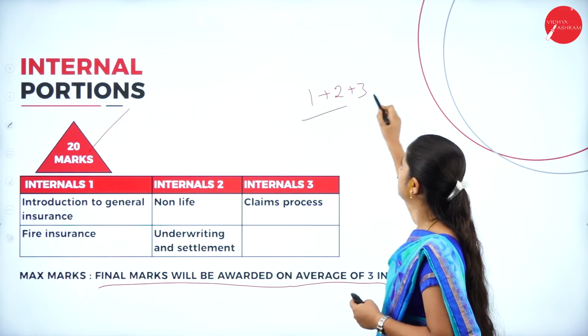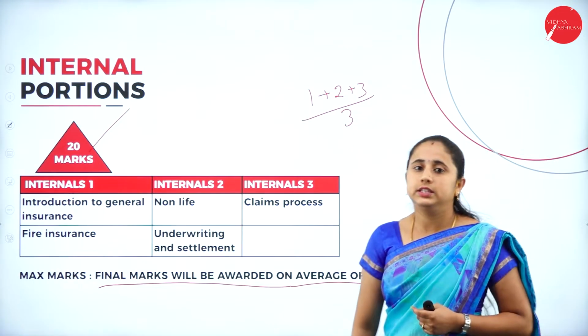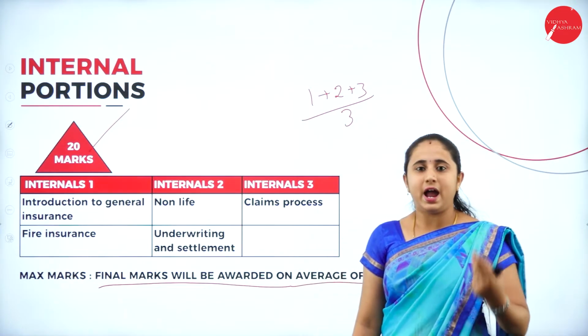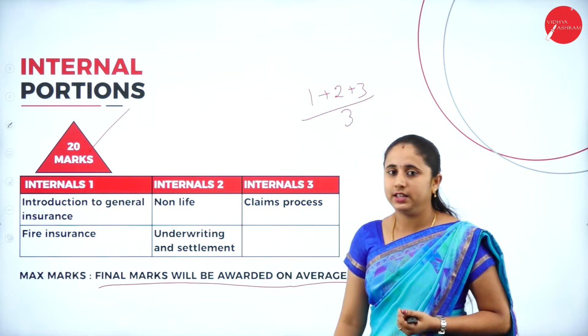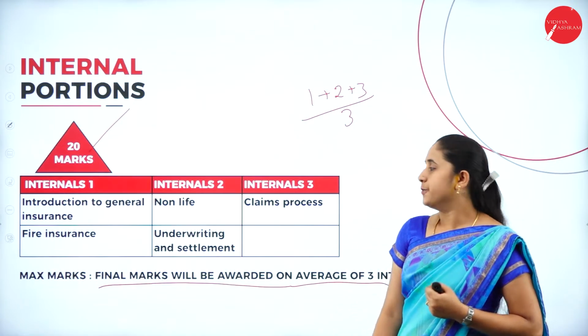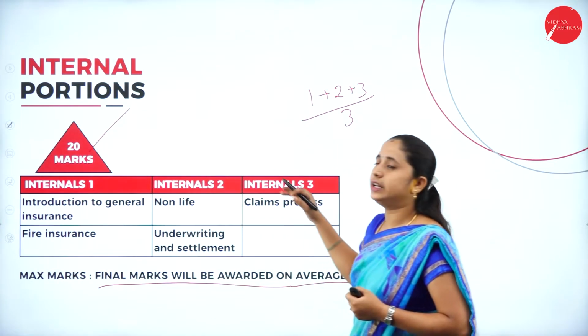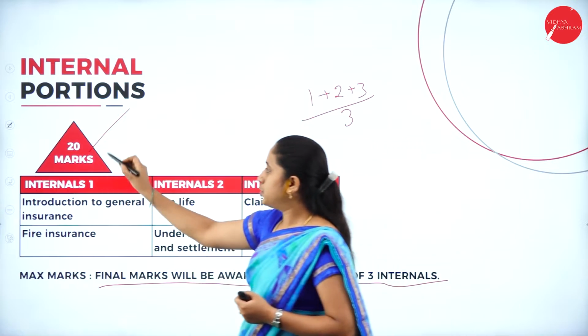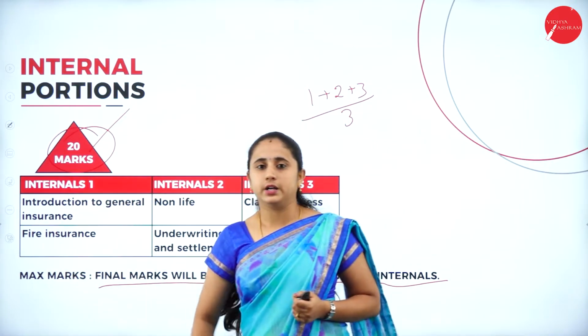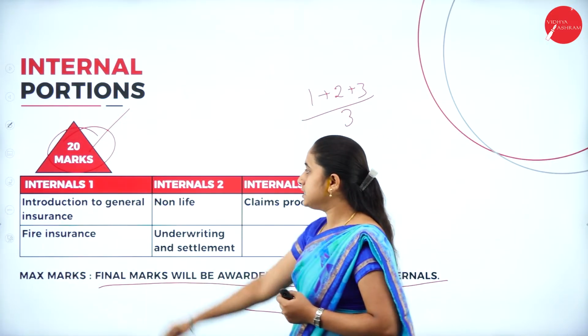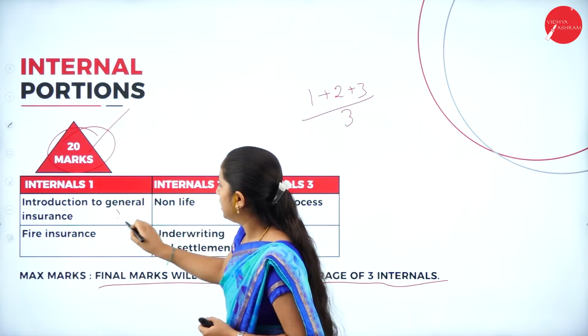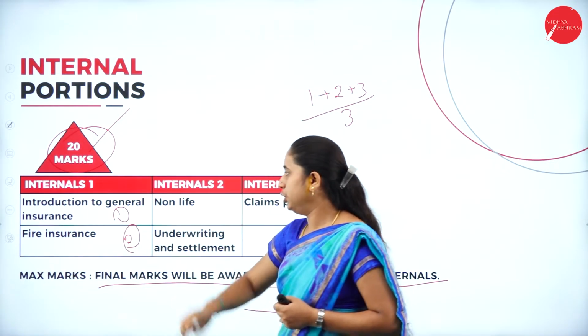That means 1 plus 2 plus 3 divided by 3. So internal 1, 2 and 3 divided by 3. We'll take the average. So you need to attend all the 3 internals in order to score these 20 marks. The portion for the first internal is Unit 1 and Unit 2.